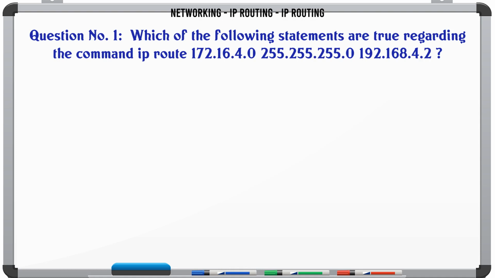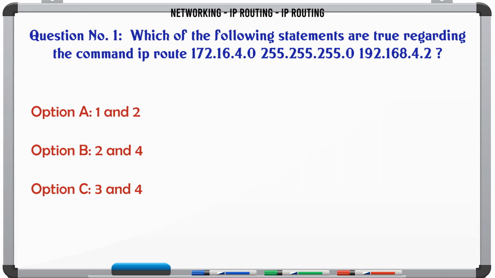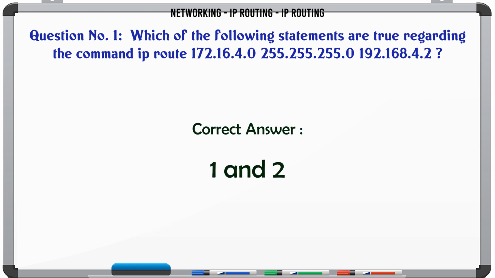Which of the following statements are true regarding the command IP route 172.16.4.0 255.255.255.0 192.168.4.2? A. 1 and 2. B. 2 and 4. C. 3 and 4. D. All of the above. The correct answer is 1 and 2.